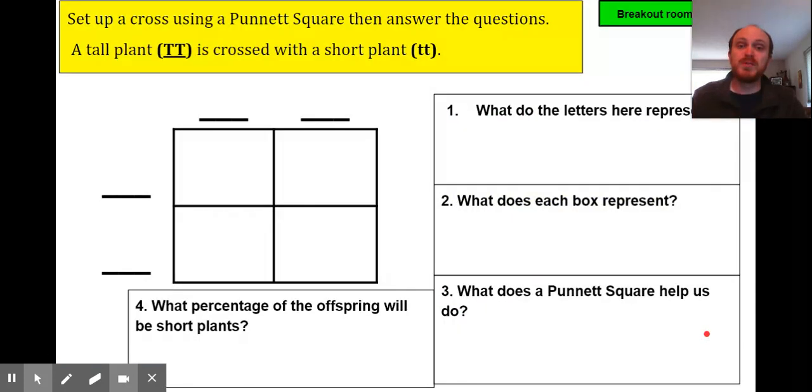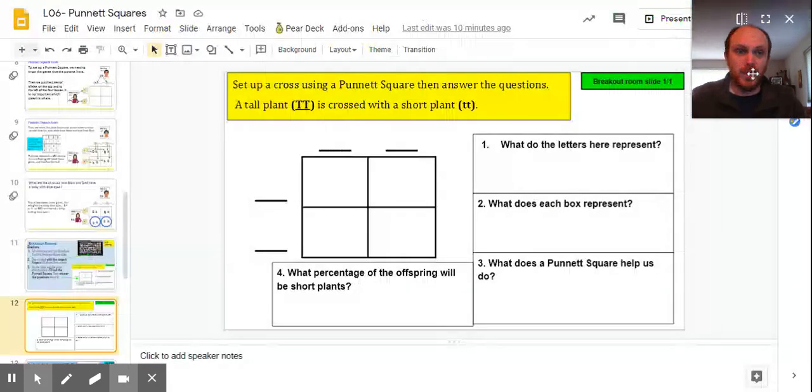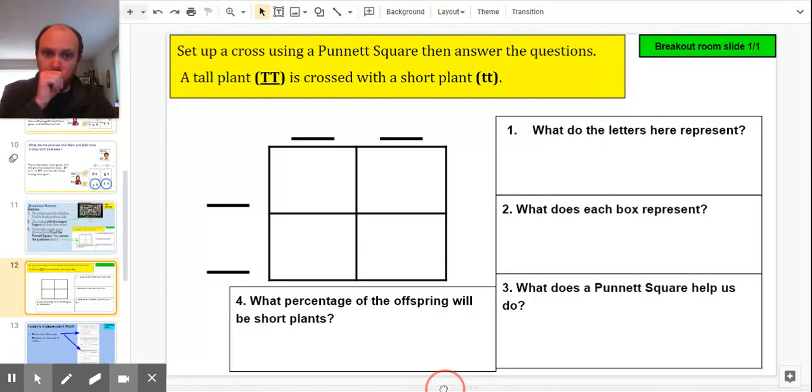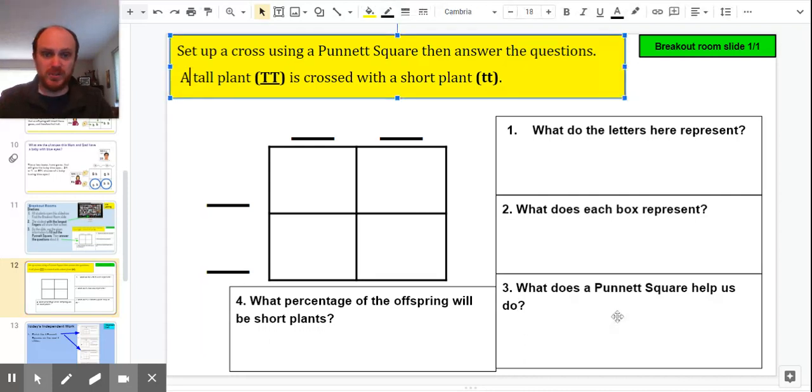So in breakout rooms, people are doing this, and so let's do this together right now, since you missed live class. So setting up a Punnett square, and then we're going to answer these questions. A tall plant, big T, is crossed with a short plant, little t, little t.